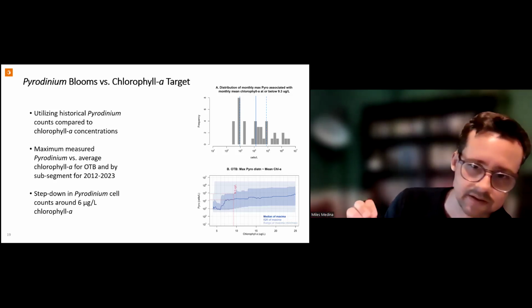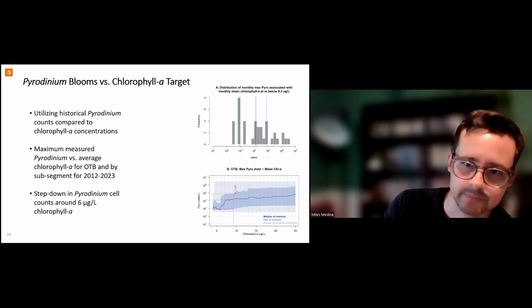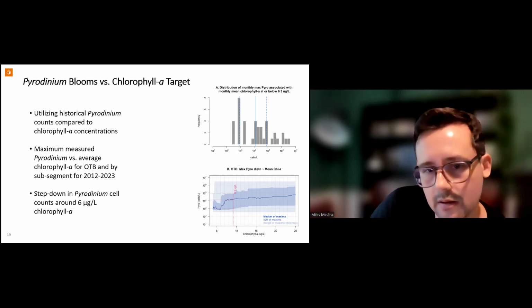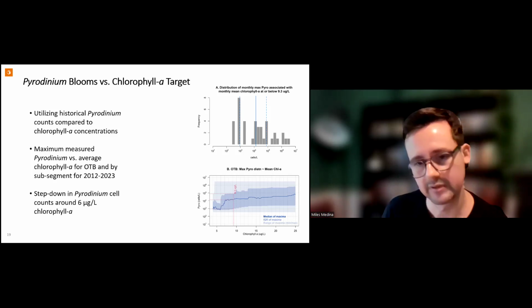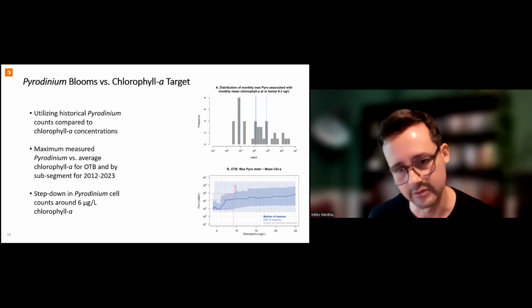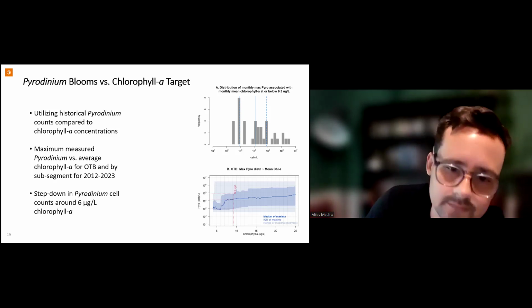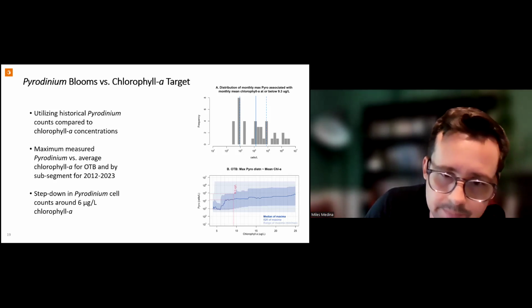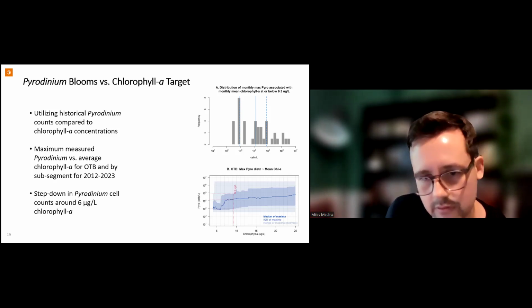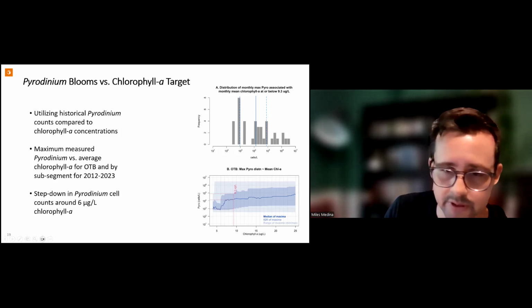So that's the pyridinium maximum distribution associated with this particular value, 9.3 micrograms per liter. In the plot below, what we've done is look at how that distribution changes as we change the chlorophyll value on the horizontal axis. The red vertical line in that bottom graph corresponds to the distribution that we see above.